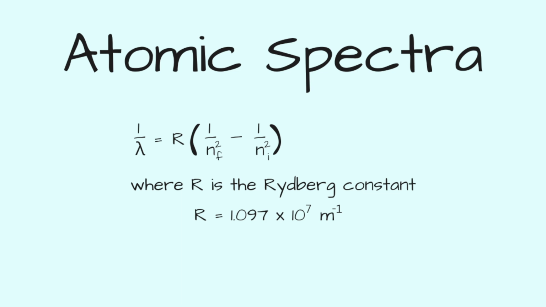Ni is a positive integer that starts at nf plus 1, and it can go up to infinity. Now note that 1 divided by a very large number is 0. We will see that Bohr will explain how this equation works in another video.